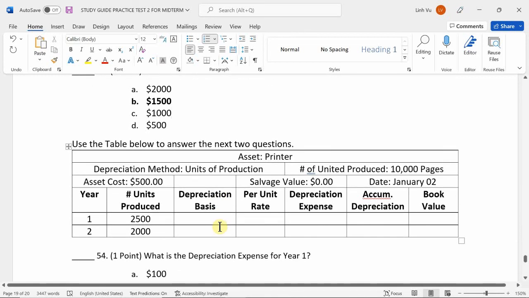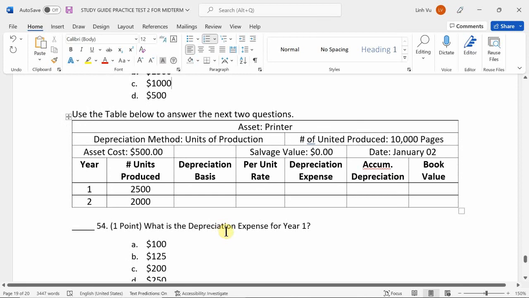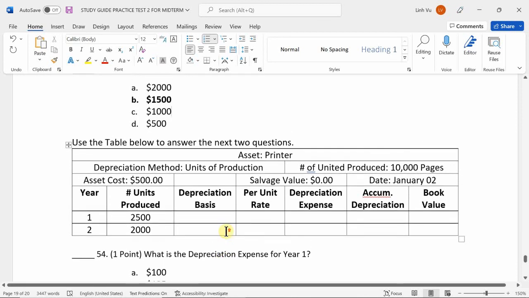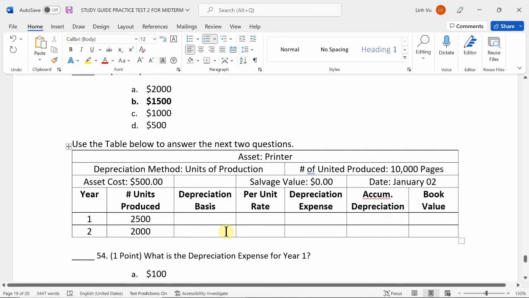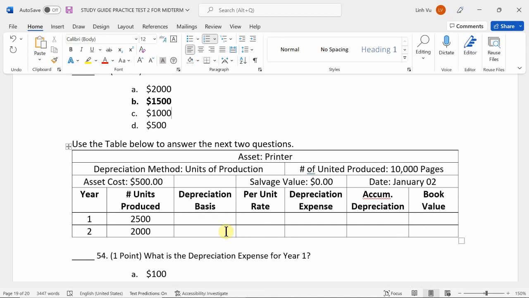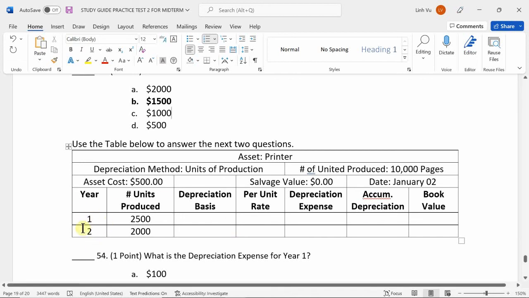Next one says here, use the table below to answer the next two questions. So this time, we're looking at our asset. It's a printer. The depreciation method is units of production. You purchased this for $500 with no salvage value. The number of units that it could produce is 10,000 pages. The date you placed it into service is January 2nd. And this is what you had for the first 2 years.